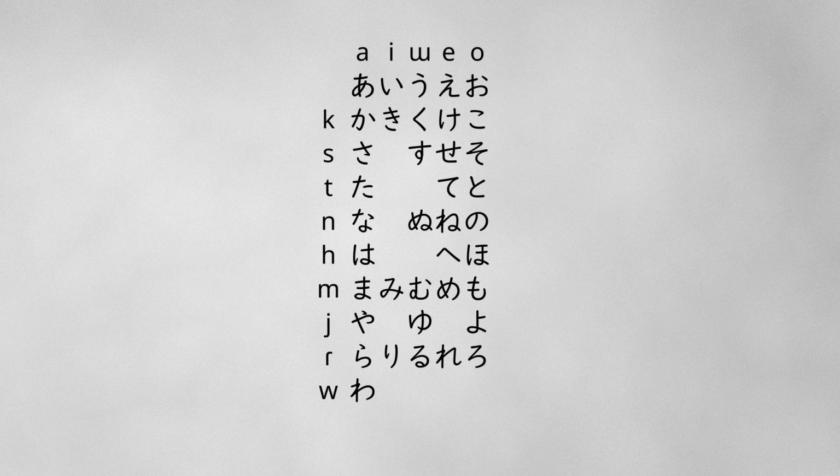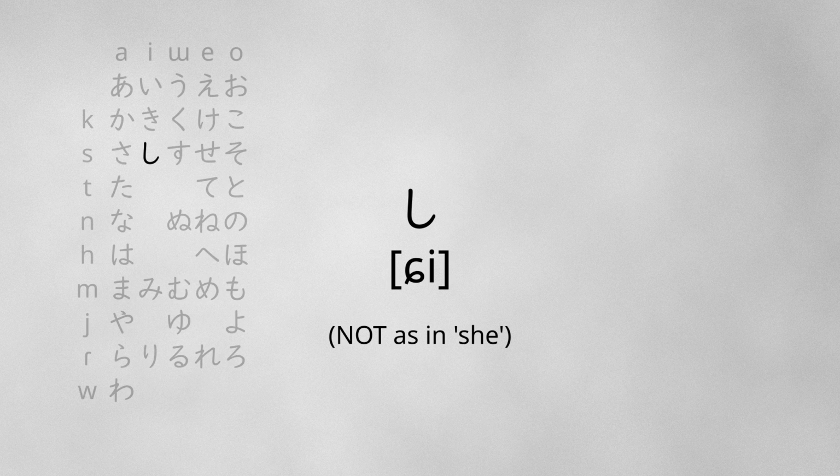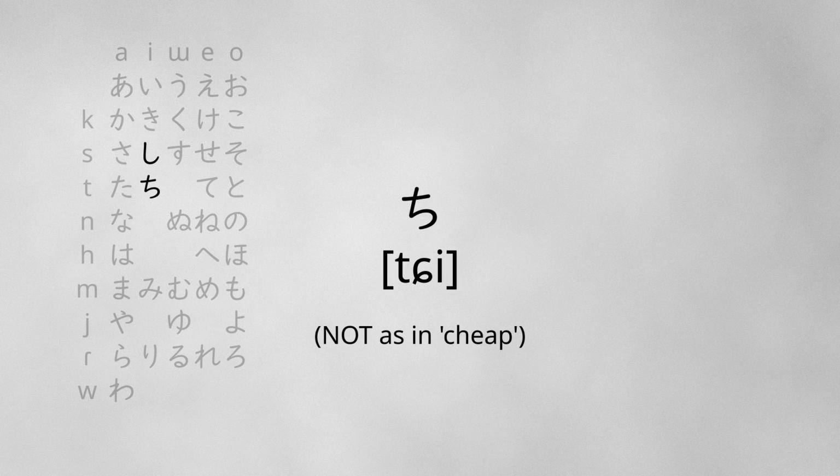You might be wondering about the empty spaces in this arrangement. Actually, there are more kana I haven't introduced yet that are usually placed in these spaces. Their consonants are a bit different from the others, so I wanted to introduce them separately. Here they are. Shi, chi, tsu, ni.